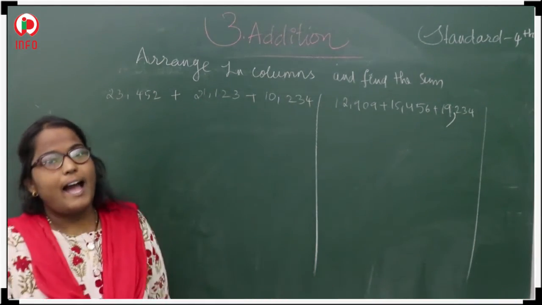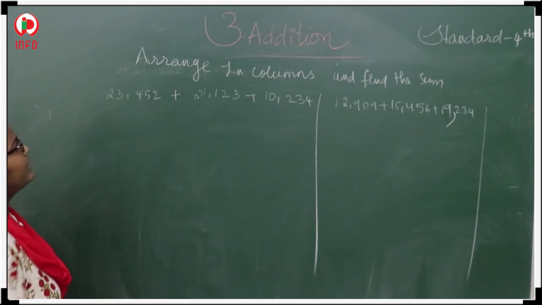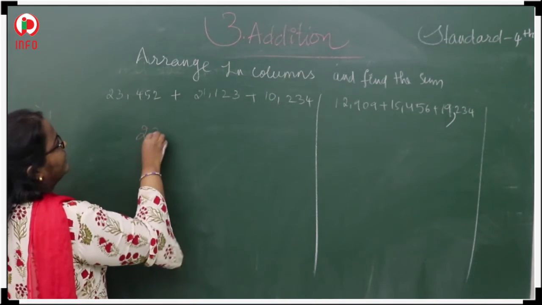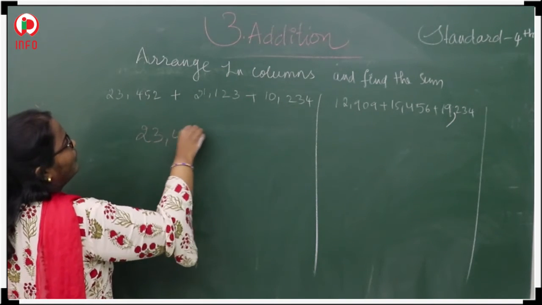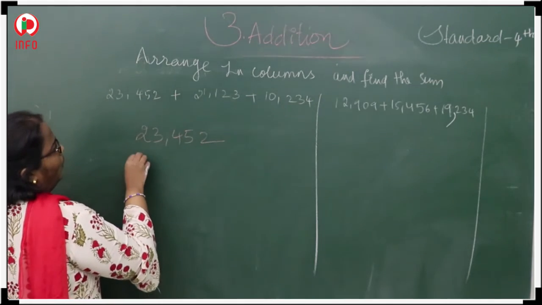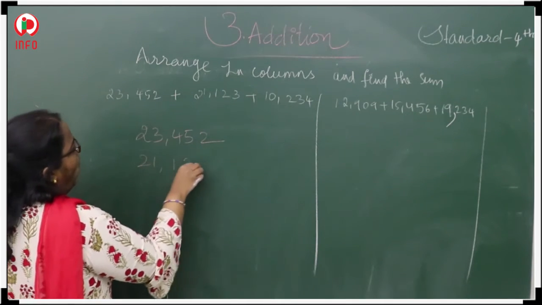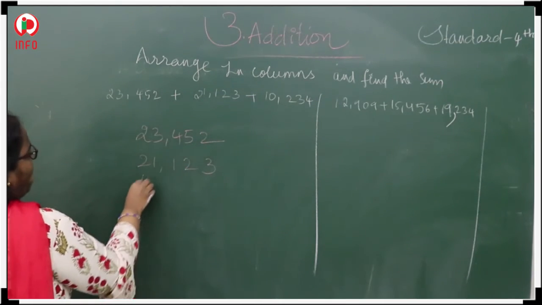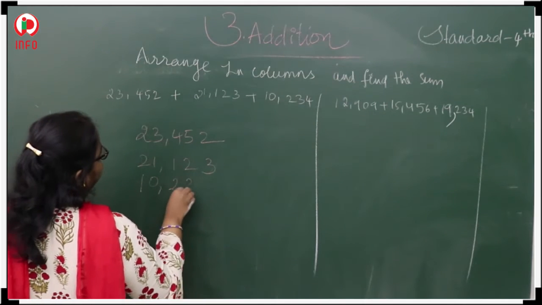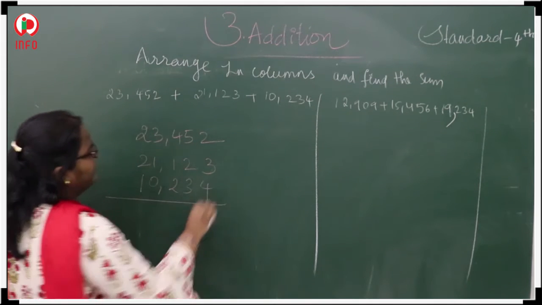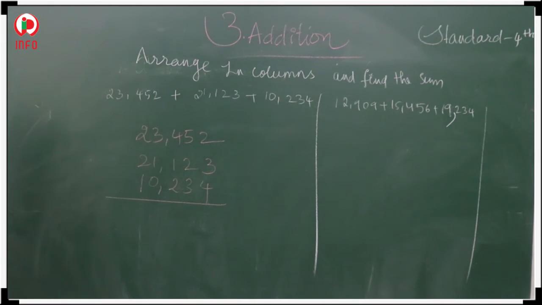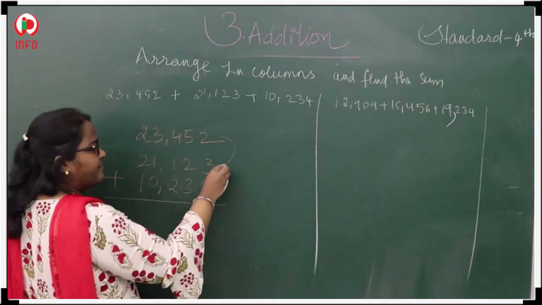Okay, first we'll make it in the column. We'll go with the highest value. So what is the highest value here? 52. So this is the column which we have made from the largest to smallest. Okay, right. 2 plus 3, 5.